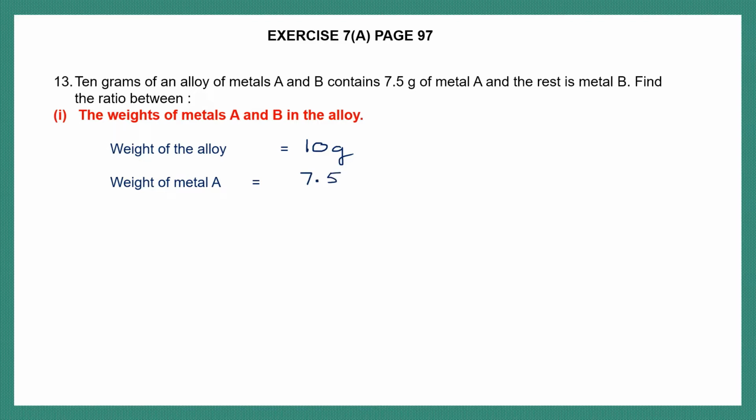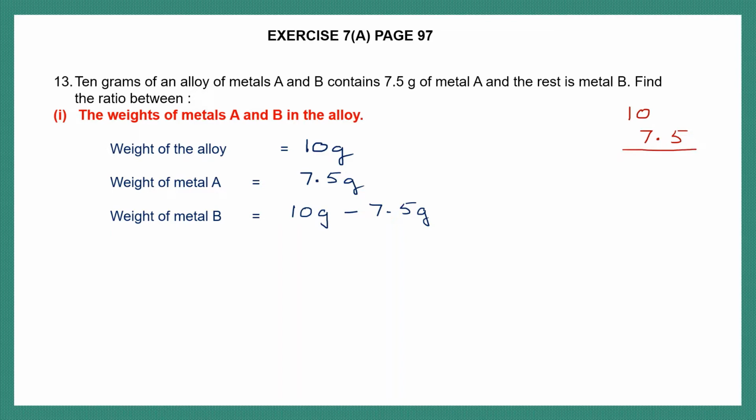It's 7.5 grams. Now, weight of metal B, first we need to take 10 grams, that is the weight of the alloy, and subtract the weight of metal A from it. When we subtract, we will get the weight of metal B. So let's do that subtraction. 10 grams minus 7.5 grams.